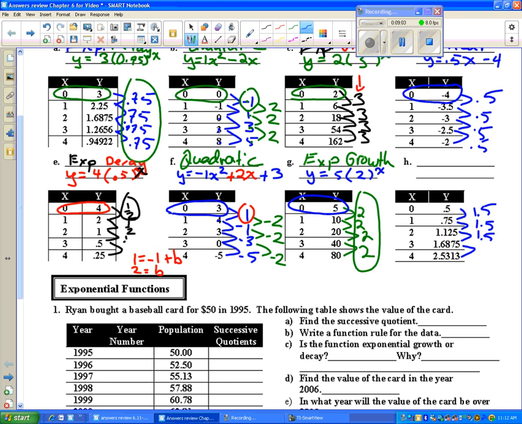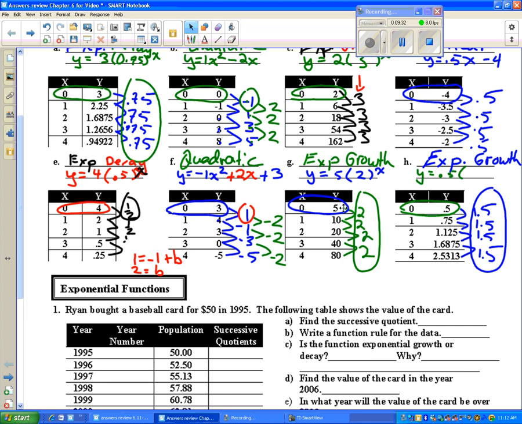And lastly, 2.5313 divided by 1.6875, I'm getting about 1.5. So this is exponential. Since my successive quotient is greater than 1, it's exponential growth. Y is equal to my A, which is y when x is 0, 0.5, times my successive quotient 1.5 to the x power.